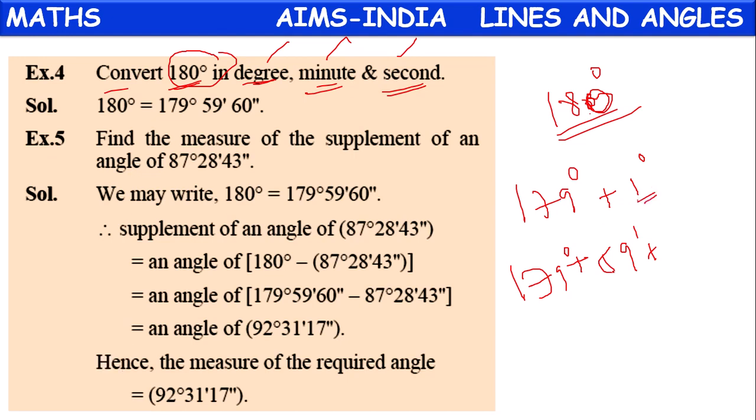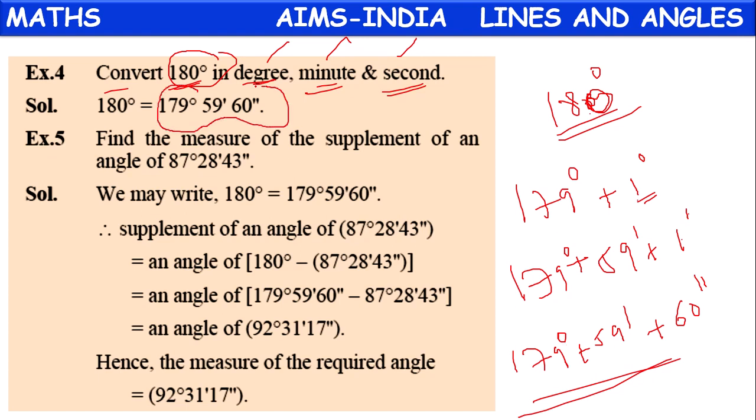1 degree we can write as 59 minutes plus 1 minute. So 179 degrees plus 59 minutes plus this 1 minute, which we can write as 60 seconds. So if we write it like this, 179 degrees, 59 minutes, 60 seconds, then this will be equal to 180 degrees. Same value, but written in terms of degrees, minutes, seconds.